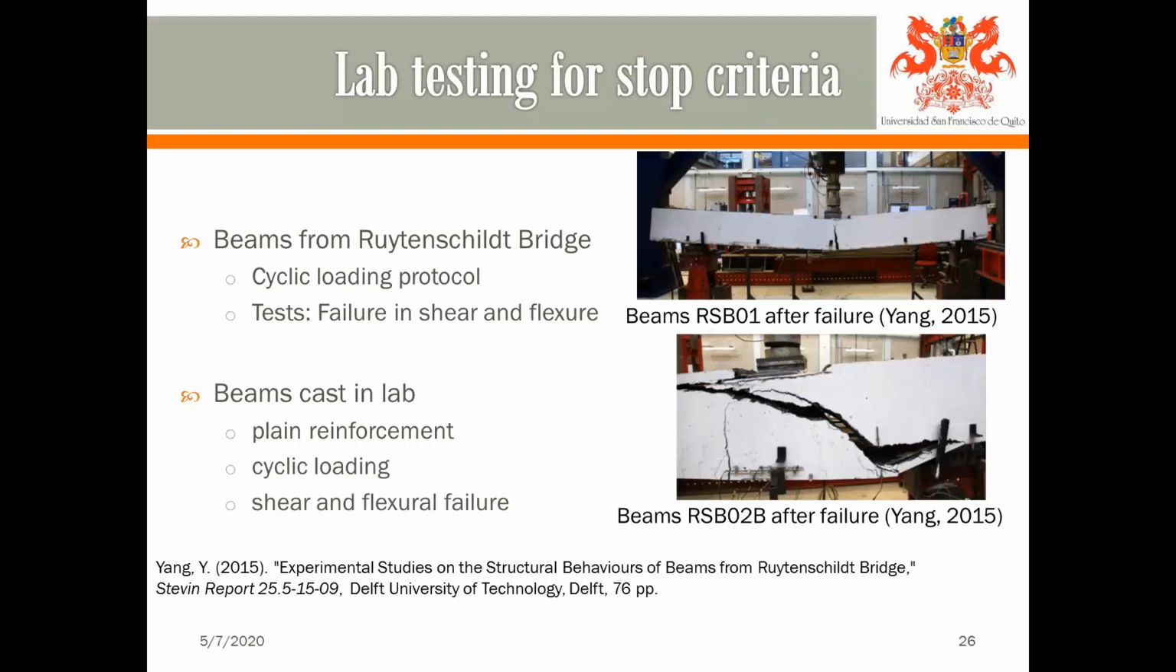And we also analyzed a few beams that were tested within a larger research program of my colleague about the shear capacity of beams, and in this case, these beams had plain reinforcement. We tested them with cyclic loading, and we looked at shear and flexural failures. But of course, all of these were beams, and we are interested in the behavior of slabs. So that is why shortly we plan to start testing slabs in the laboratory to improve the stop criteria for shear.